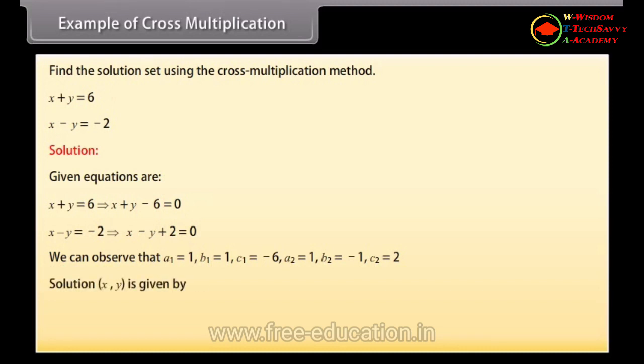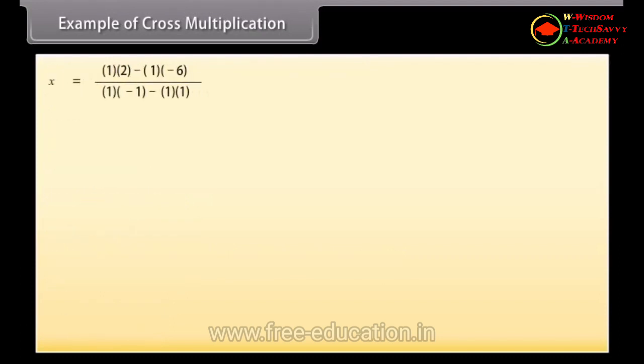Solution x, y is given by x is equal to b1 c2 minus b2 c1 upon a1 b2 minus a2 b1. Now by substituting the values we get x is equal to 1 into 2 minus 1 into minus 6 upon 1 into minus 1 minus 1 into 1. By calculating we get x is equal to 2.